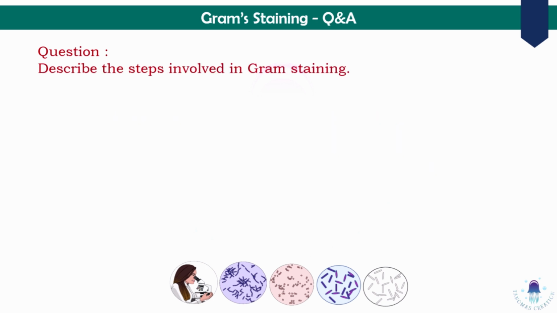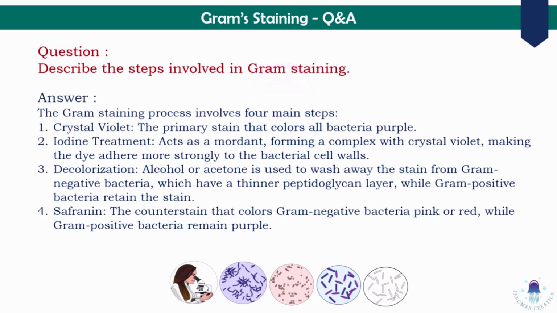Question: describe the steps involved in gram staining. Answer: the gram staining process involves four main steps. 1. Crystal violet, the primary stain that colors all bacteria purple. 2. Iodine treatment. Acts as a mordant, forming a complex with crystal violet, making the dye adhere more strongly to the bacterial cell walls.